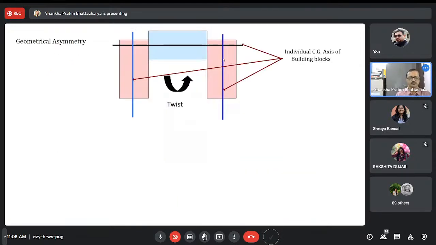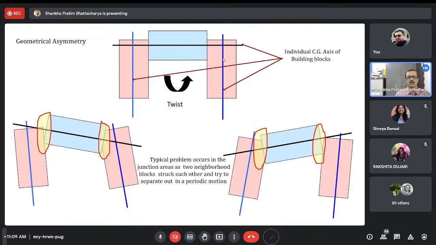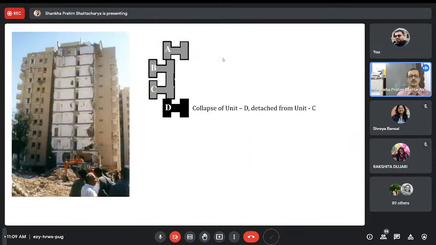Follow the geometric shape. Even if you follow a shape like this, with three wings, it has, as I understand, three strong axes. Because of the three strong axes, the wings will try to vibrate in different ways, because two are similar axes. A typical problem will occur at the junction. This is because of the geometrical asymmetry, and because of this there were collapses of buildings in the Bhuj earthquake.